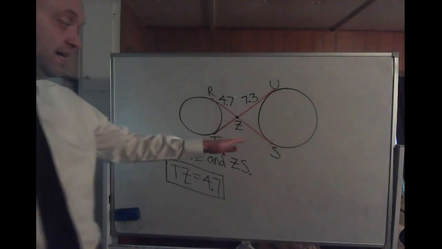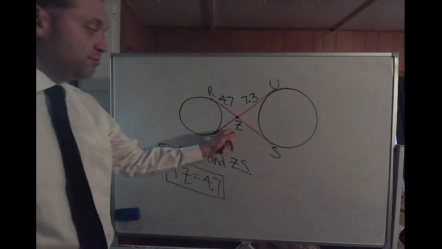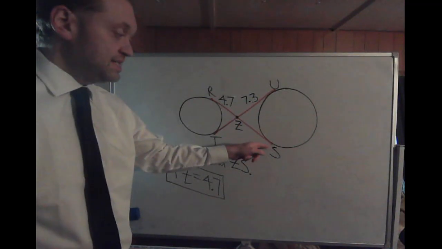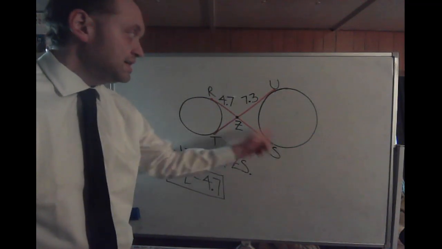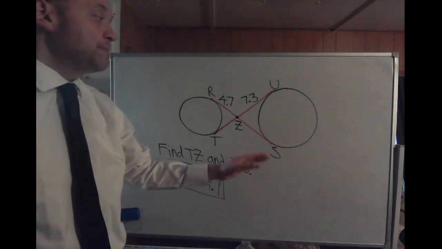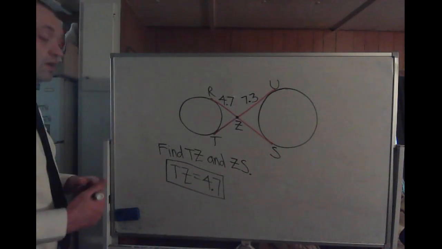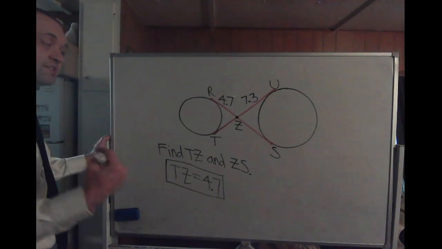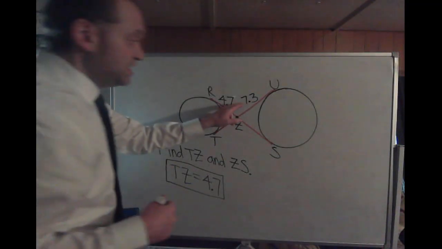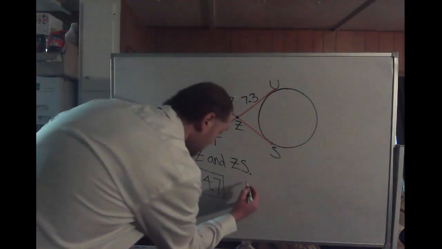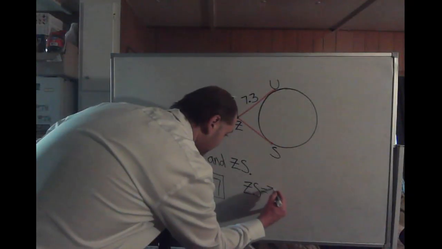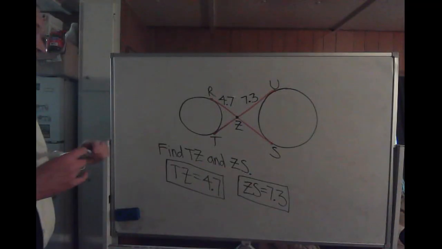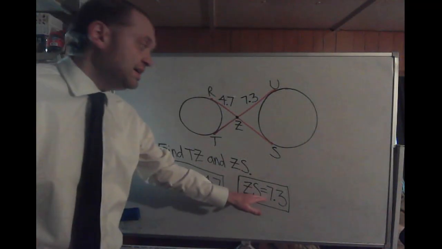Now let's go for ZS. Let's consider only the right half from point Z to the right. We know ZS is tangent to the bigger circle at point S, and ZU is tangent to the bigger circle at point U. Again, tangents to a circle that originate from a single point outside the circle are congruent. So if ZU has a length of 7.3, that also means that ZS would have to have a length of 7.3. So what you should get is that the length of TZ is 4.7 and ZS is 7.3.